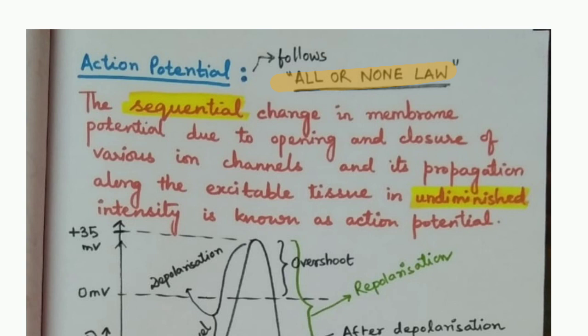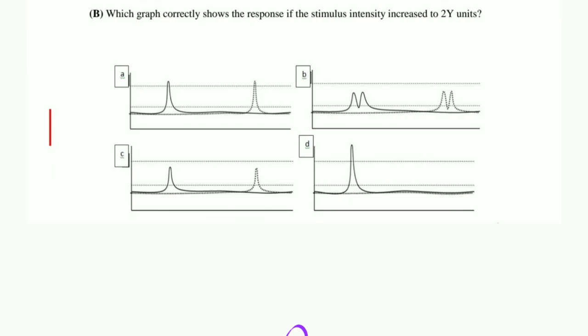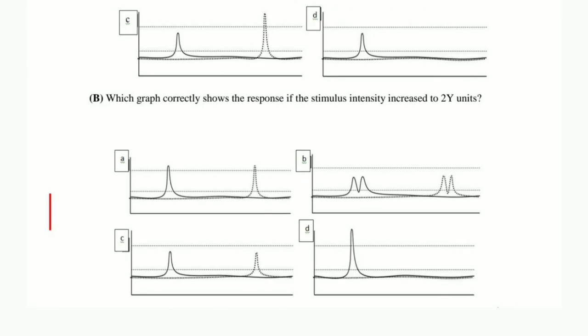Now let's come back to the question. In the next question it is asked which graph correctly shows the response if the stimulus intensity is increased to 2I units. We know that action potential follows the all or none law. So no matter how much you increase the stimulus above the threshold stimulus, it is not going to change the amplitude of the action potential. Thus the amplitude will be same. Now we see that amplitude is same in both the options, option A and option C. Which one should be correct?